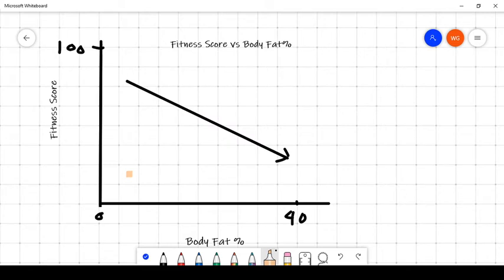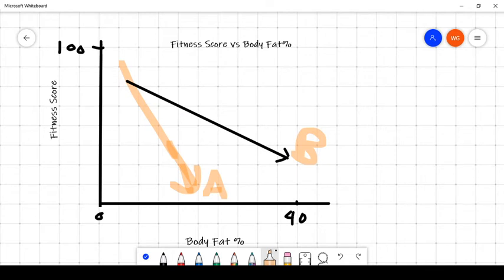Now, what if our line did something like this? What if it was a lot steeper negative? What would that mean? Compare line A to line B. Which one would you rather have?